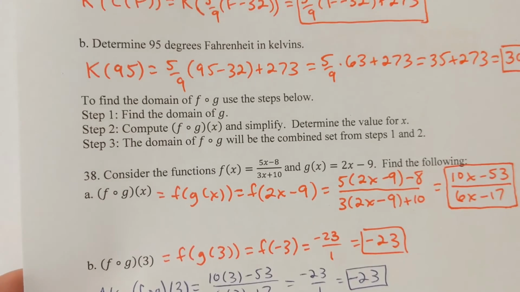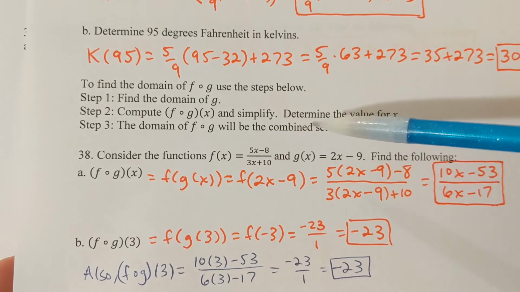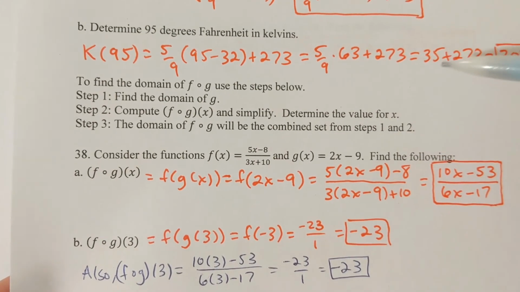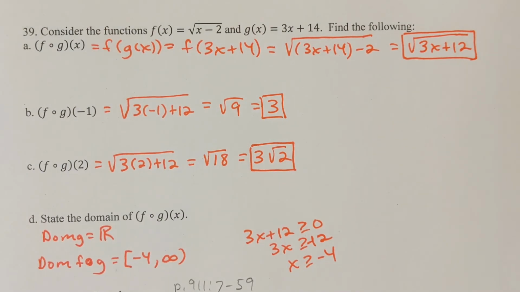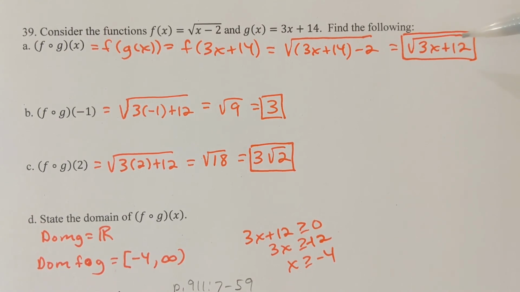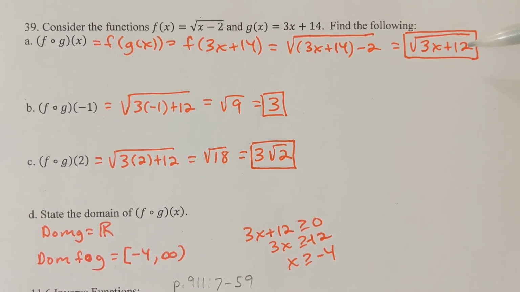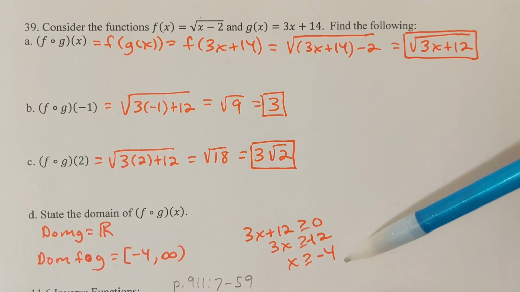Step 2 is to compute the composite function and simplify. We've done that. And then determine the values of x. So here's the composite function in simplified form. Well, I know I don't want an overall negative to be underneath the square root sign, right? I'm not doing anything with imaginary numbers. So let me set up a side calculation here.